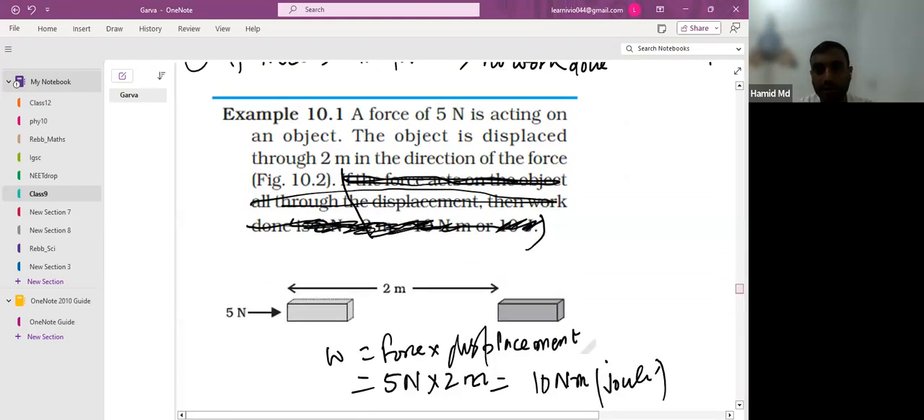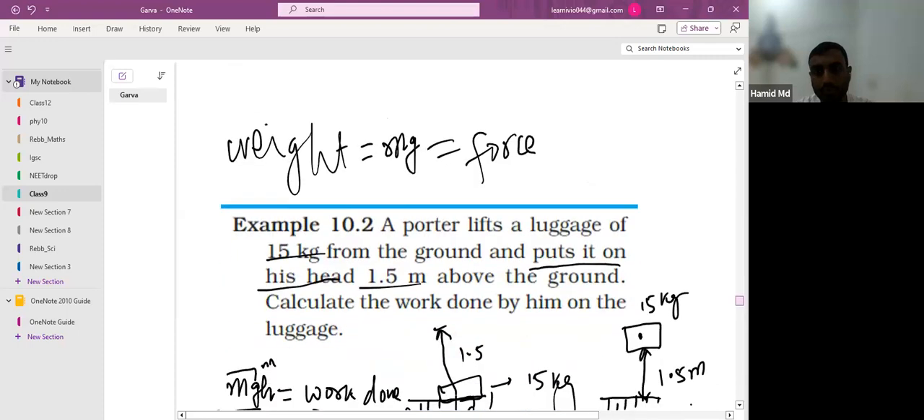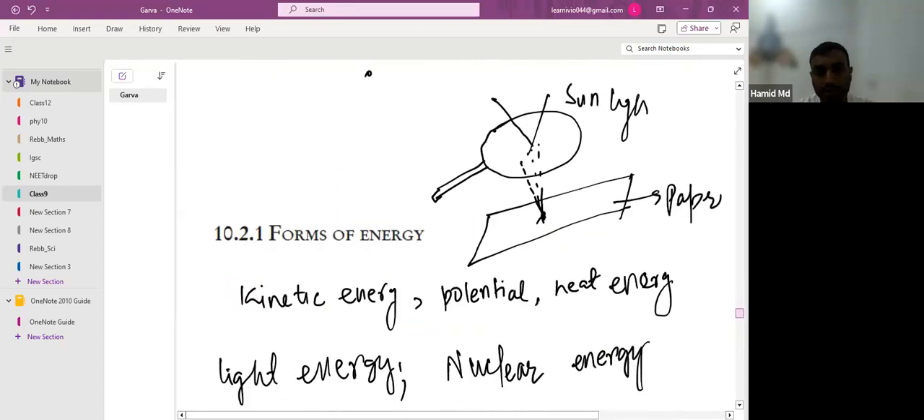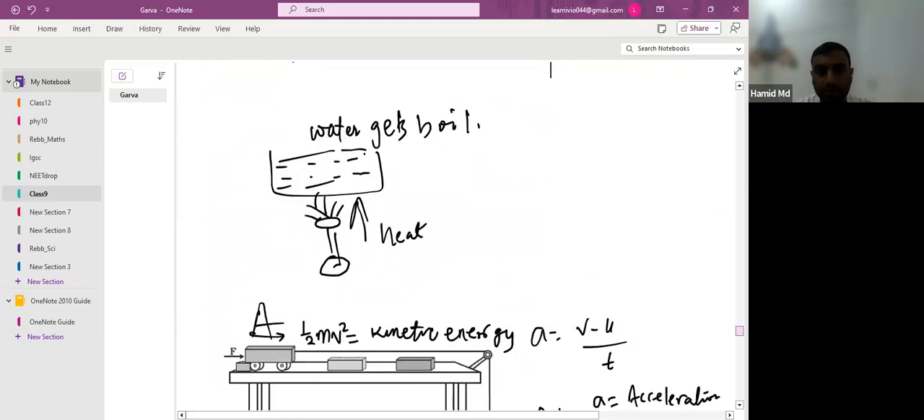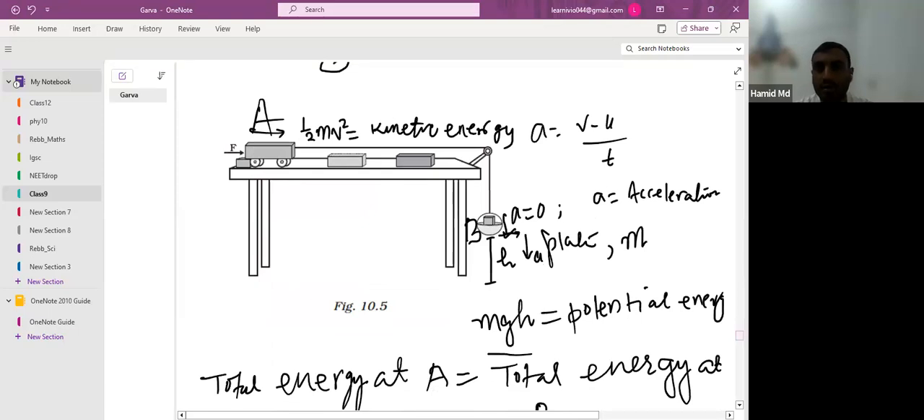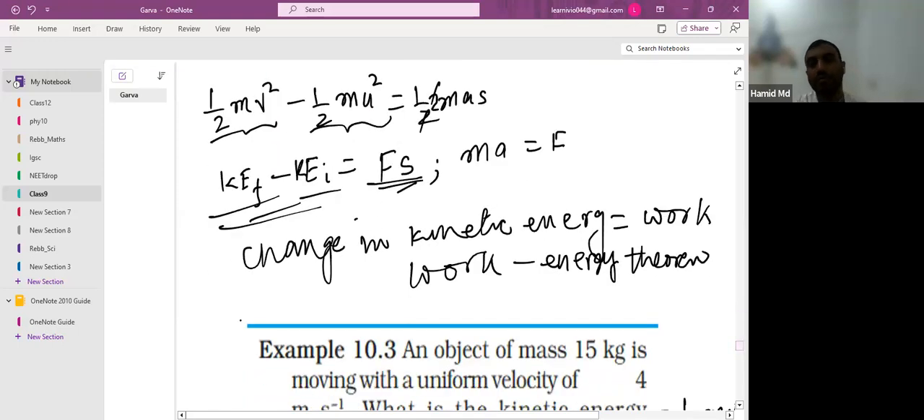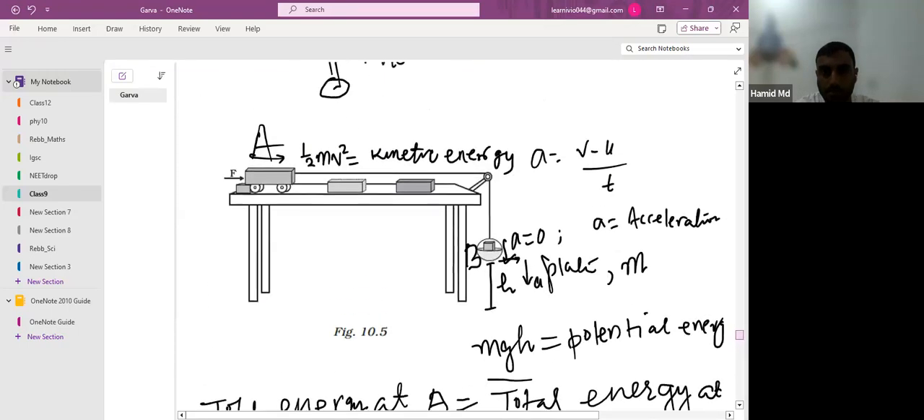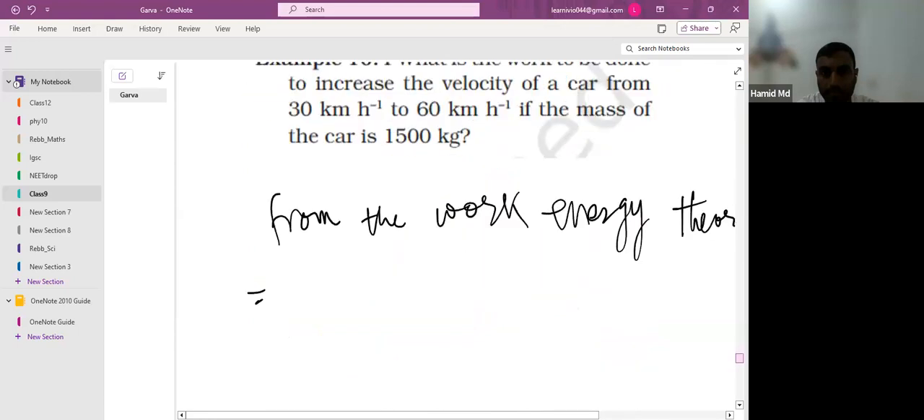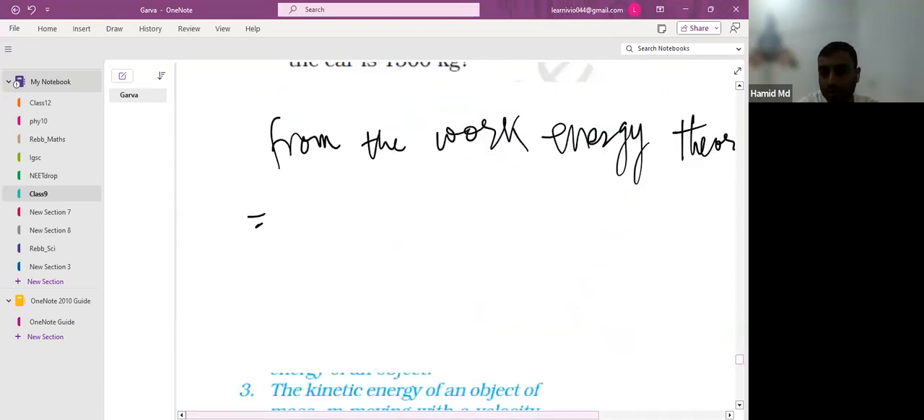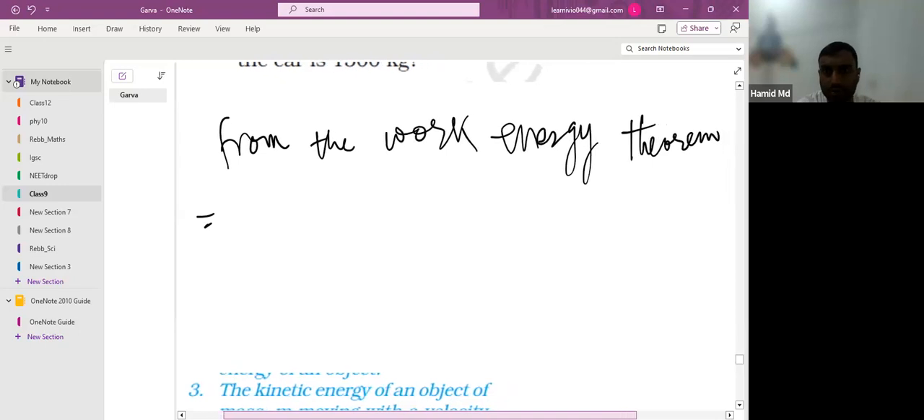So we did this problem as well. We defined energy. We defined the forms of energy as well. We defined the conservation of energy. We defined kinetic energy as well. We defined the work energy theorem. So what is the work energy theorem? Anyone know what the work energy theorem is?